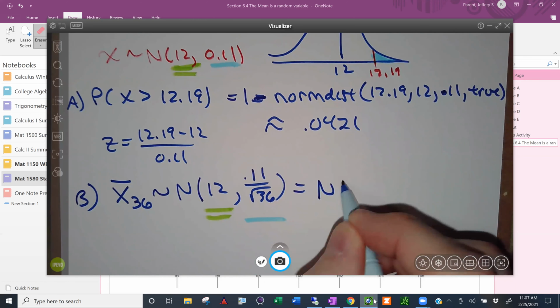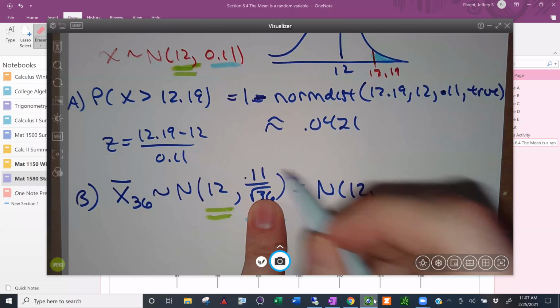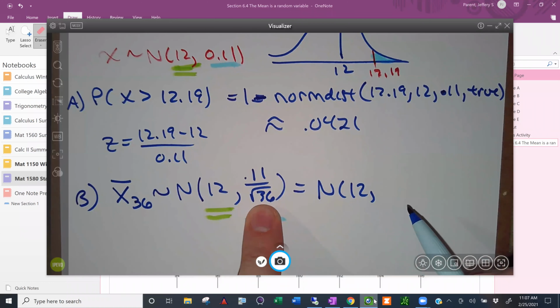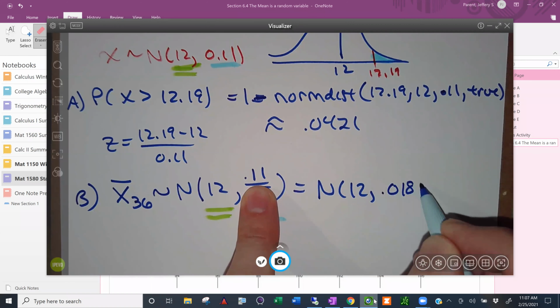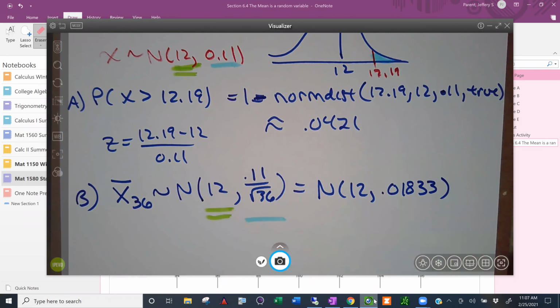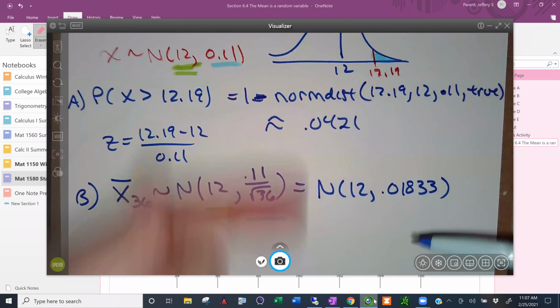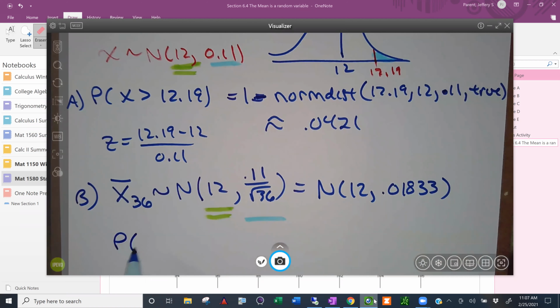So normal distribution, mean of 12. If you calculate this out, 0.11 divided by square root of 36, which is really 0.11 divided by 6, you're going to get 0.0183333. I'll put another 3 there, but that's the distribution you're going to work with. So you've got a new distribution, but it's the same problem. We're still looking for the probability that our observation is greater than 12.19.